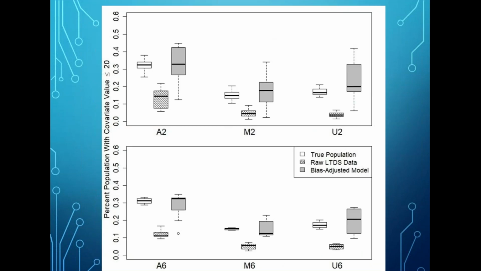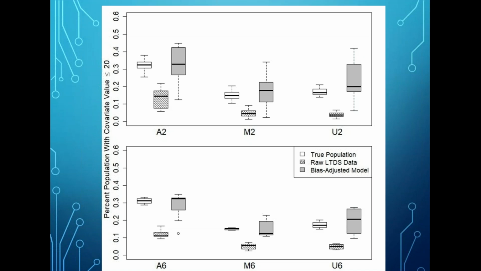Finally, we looked at the size distributions. This is estimating what percent of the population is in the smallest 20% of the covariate values, like how many tortoises are under 20 centimeters, might be below reproductive age. The true distribution in our simulated set is right here. This full bar is the one from our model, and the raw data is down here. At lower sample sizes, even working with only 30 or 40 individuals, our model was able to fairly consistently estimate the true percentage of those smaller values.